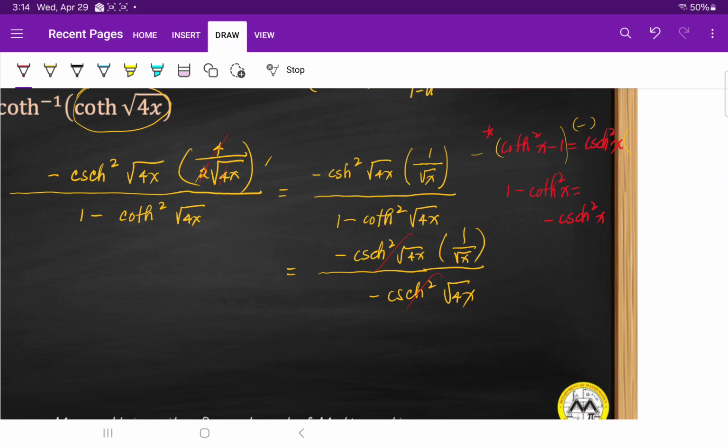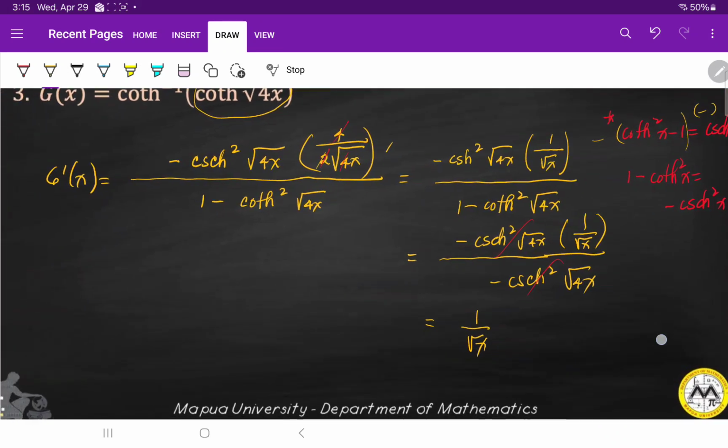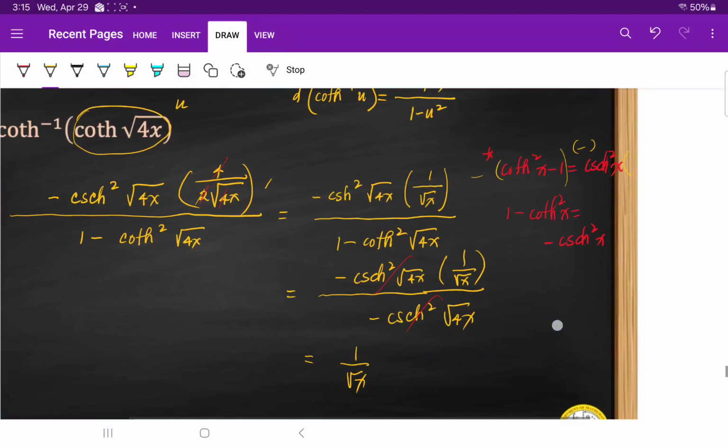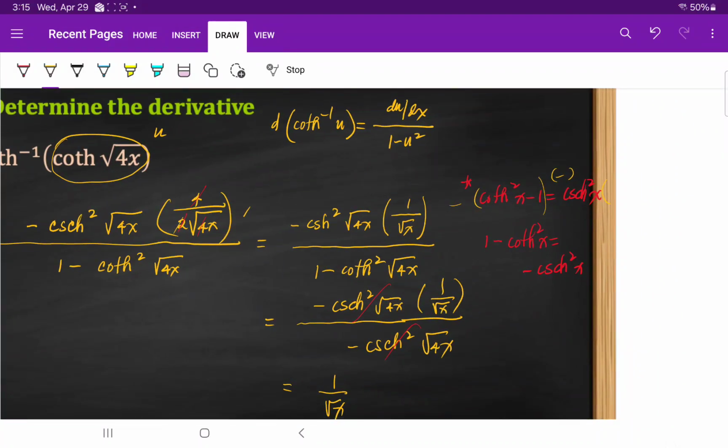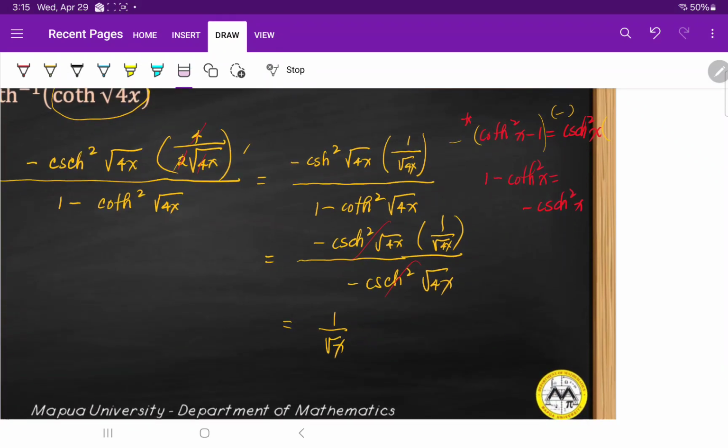If we simplify, we get what? It becomes positive, and it now is equal to simply 1 over the square root of x. So that's, square root of, this should be 4x. Sorry. It should be 4x. Everything should be 4x. It became x here. This should be 4x. So the final answer should be 4x also.